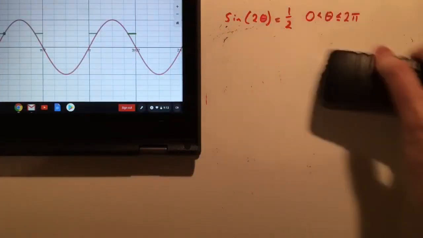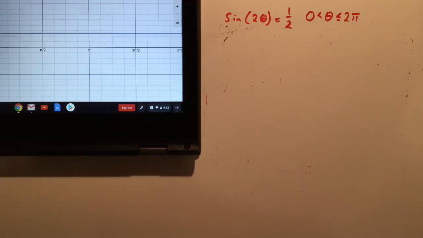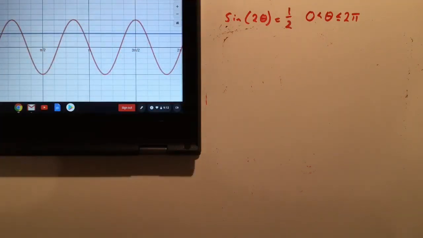Sir, what if it had been 3 theta instead of 2 theta? That's a great question. All right, let me get rid of some of this. If it had been a 3 theta instead, then your graph wouldn't look like that. Your graph would look like this, here's 1/2, and 3 theta looks like this. And because it's a compression by 3 this time, it does 3 full cycles between 0 and 2 pi. Hence, you have 3 times 2 solutions, which is 6 solutions.